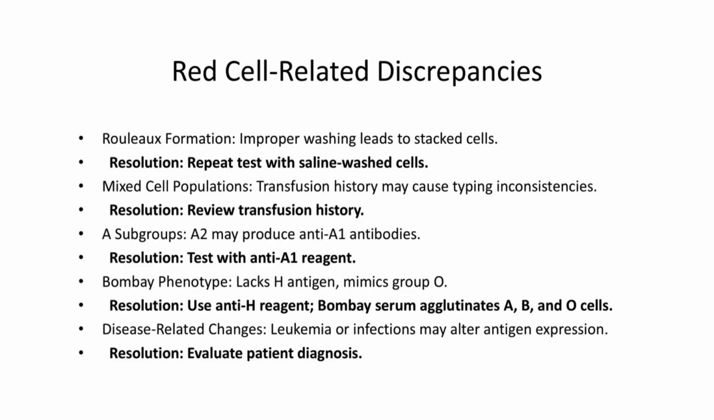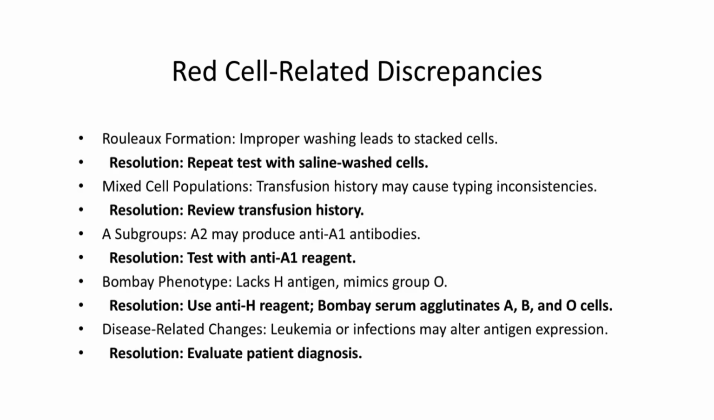Resolving discrepancies in ABO blood grouping. ABO blood typing is a critical step in transfusion medicine, but discrepancies can arise due to various factors affecting either the red cells or the serum. Understanding these issues and applying appropriate resolution techniques ensures accurate blood group determination and safe transfusion practices.